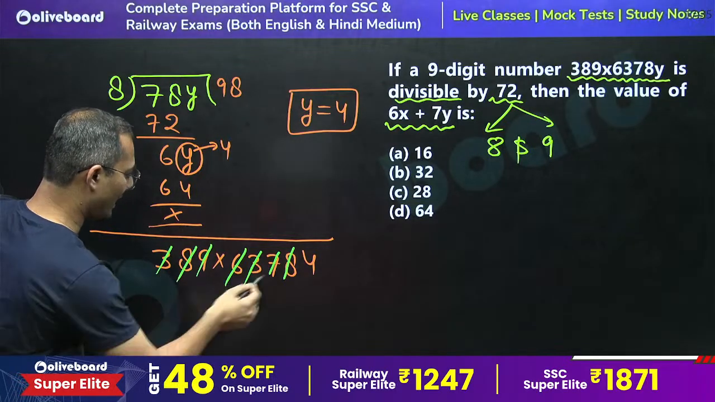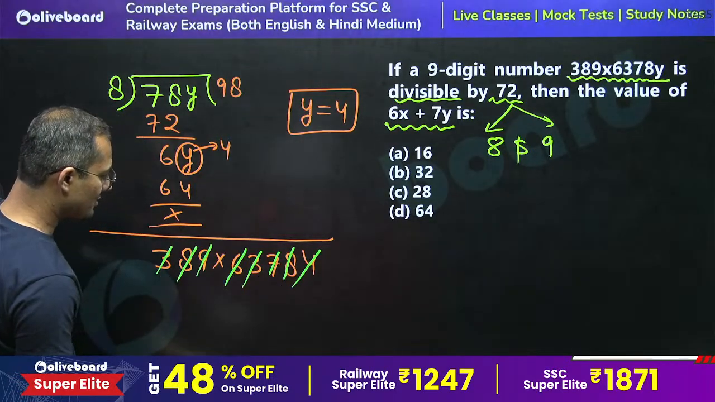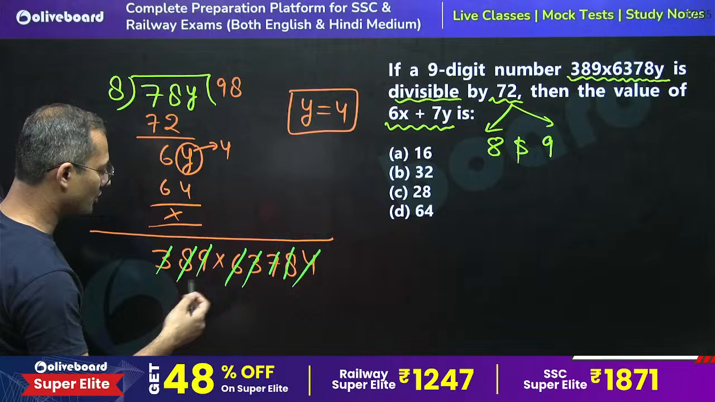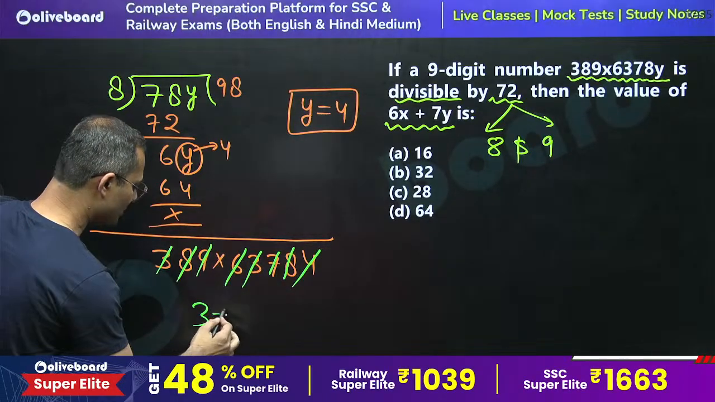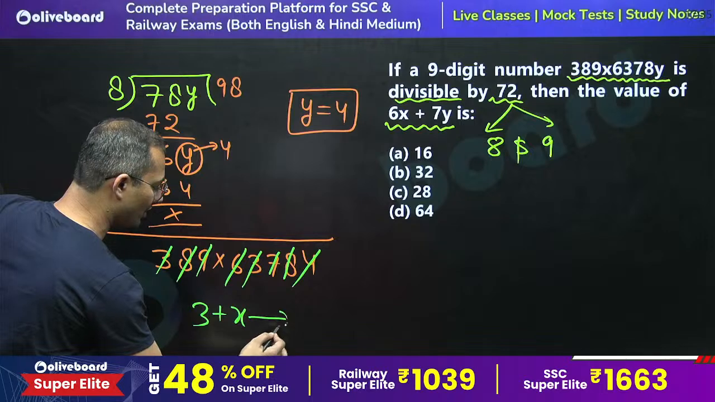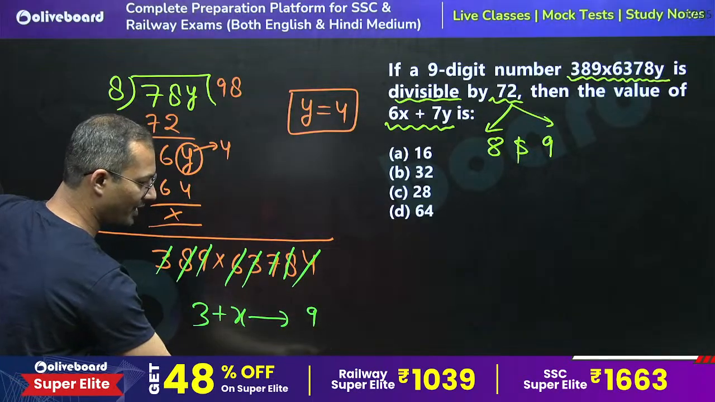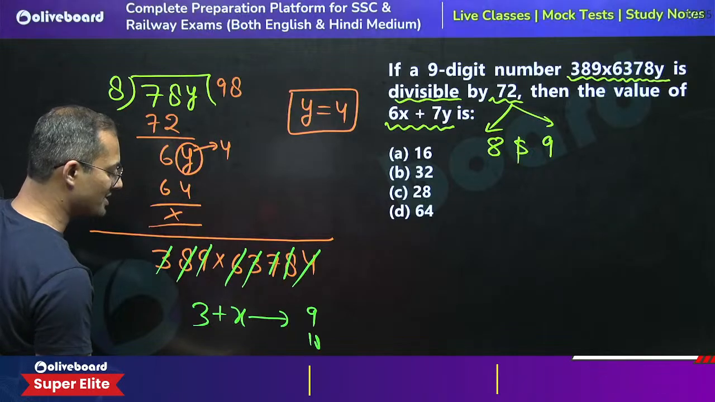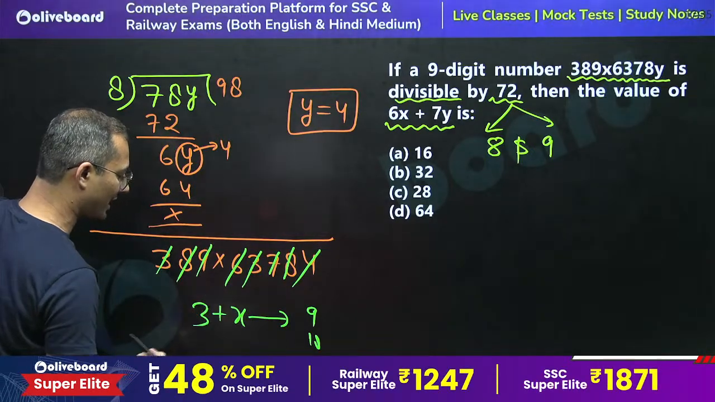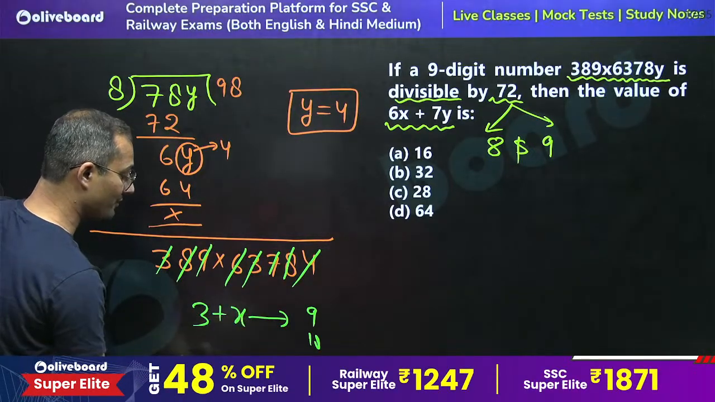See, 8 and 4, how much? We will get 12. Out of 12, 9 is divisible, so 3 is left, right? So 3 plus x must be equal to 9 or a multiple of 9. So 9, 18. Not possible to take a 2-digit number, right? Only a single digit number can we take in place of x.